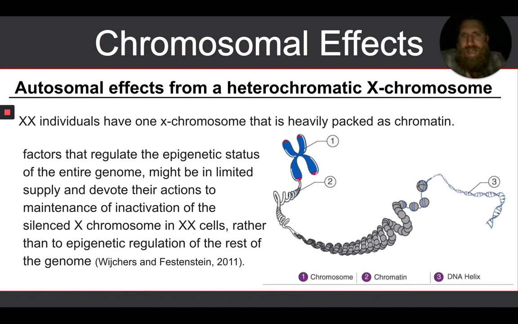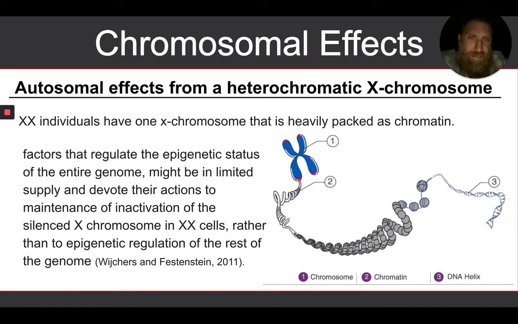Factors that regulate the epigenetic status of the entire genome might be in limited supply and devote their actions to maintenance of inactivation of the silenced X chromosome in XX cells, rather than to epigenetic regulation of the rest of the genome. Okay. That statement could probably use some clarification, right?